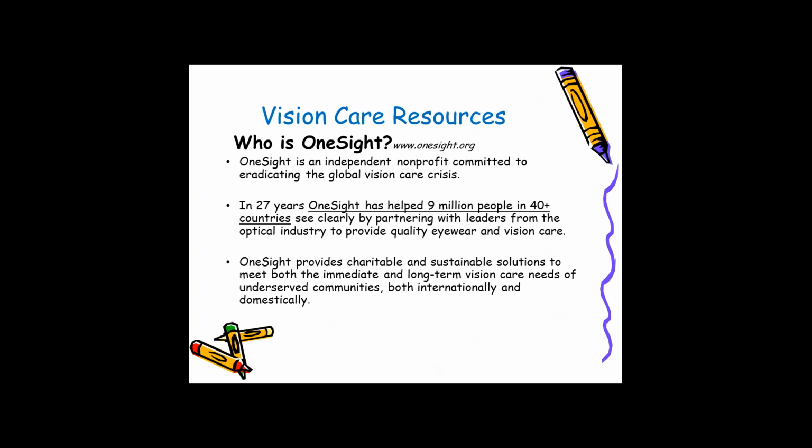So I'm going to tell you a little bit about OnSite. Of course, we're one of hundreds of ways that you can get support, but I'd like to talk about OnSite and what we offer. OnSite's an independent nonprofit committed to eradicating the global vision care crisis. In the 27 years we've been around, we've helped about 9 million people in 40-plus countries to be able to see clearly, providing quality eyewear and comprehensive vision care. OnSite provides charitable and sustainable solutions for long-term care needs.